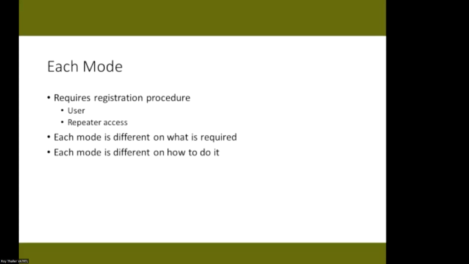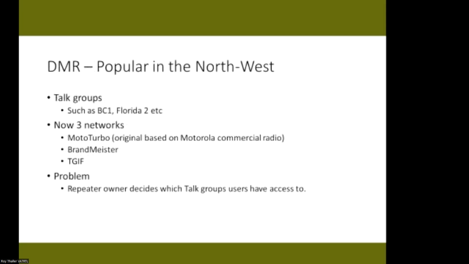Each mode requires a registration, and each one is slightly different. If you want to use DMR, you have to get a DMR ID. If you want to use D-Star, you have to register with a local repeater to get an ID. And I haven't done too much on System Fusion, so I'm not familiar with that one. But each mode is slightly different.